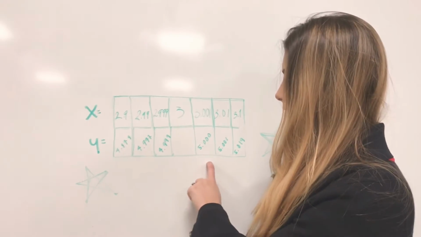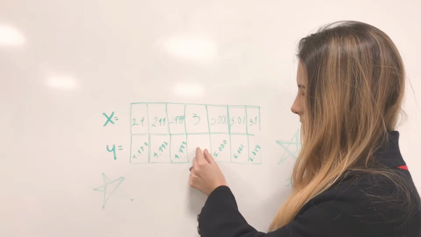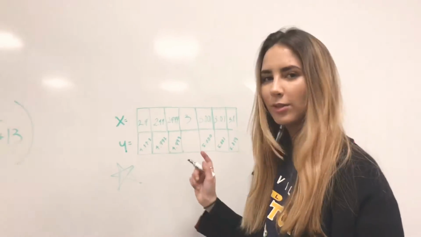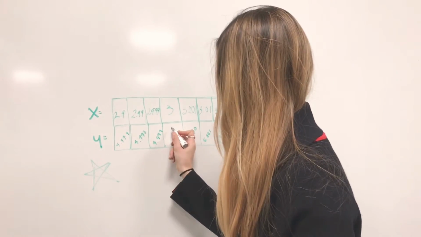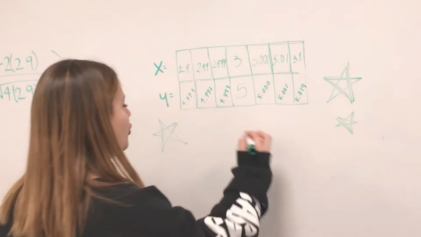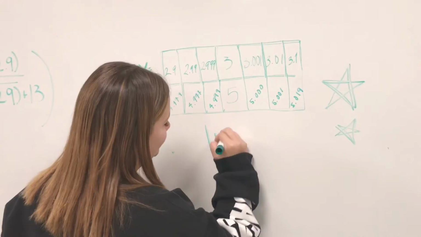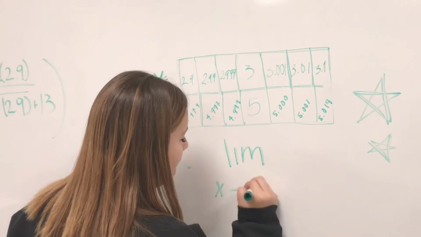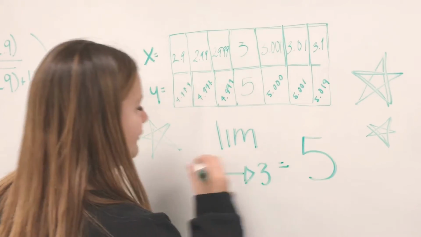Once we have our results, we can see that they're both approaching a certain number here, this number and this number. So in this case, the limit as x approaches 3 would be 5. The correct way to write this is limit of x approaching 3 equals 5.